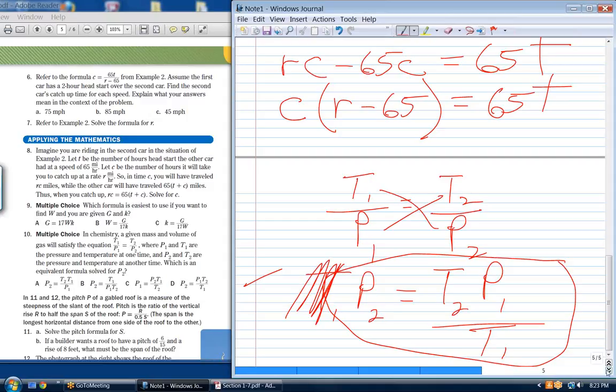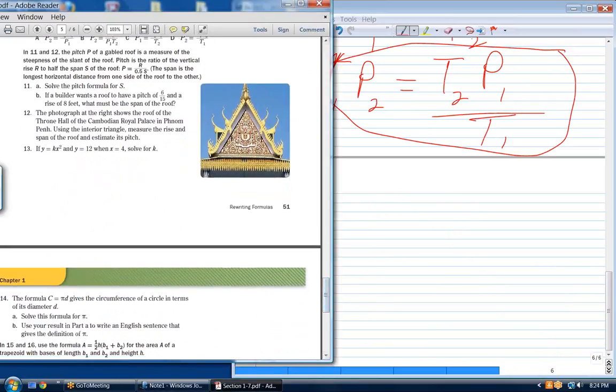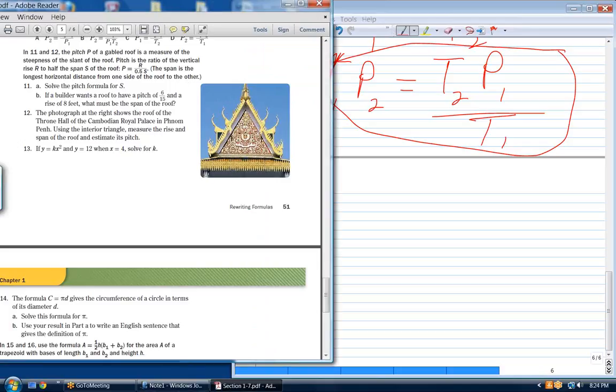Okay. Next one is 11. Yeah, 11 and 12. They give us a picture. So the pitch on this would be the ratio of the vertical rise, which is the amount from the vertex to the base, divided by half of the span.